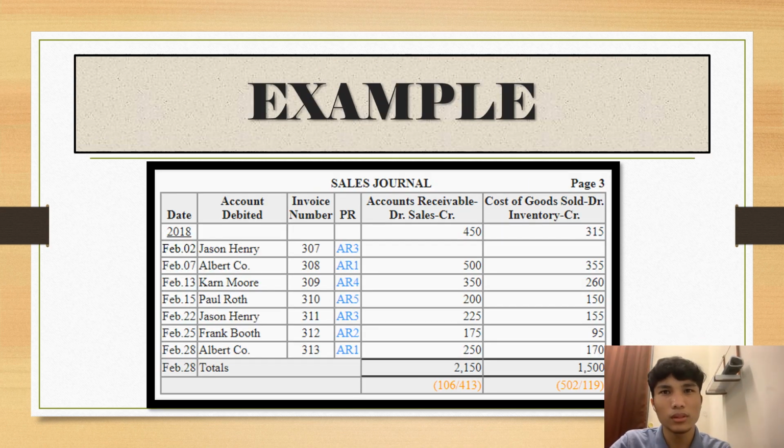For example, from the sales journal, it is the same as the purchases journal, but with one difference in the last three columns. This sales journal has accounts receivable and cost of goods sold. After we record all the amounts for accounts receivable and cost of goods sold and then total them, we get 2,115 for accounts receivable and 1,015 for cost of goods sold.